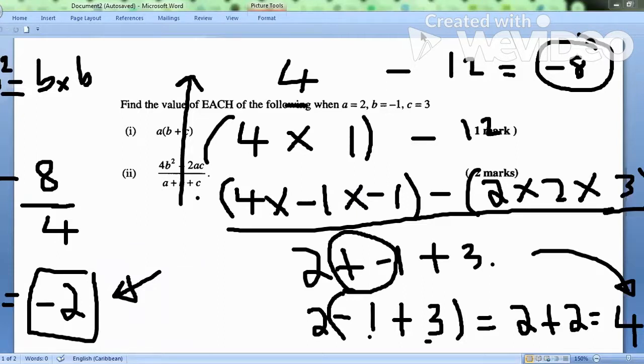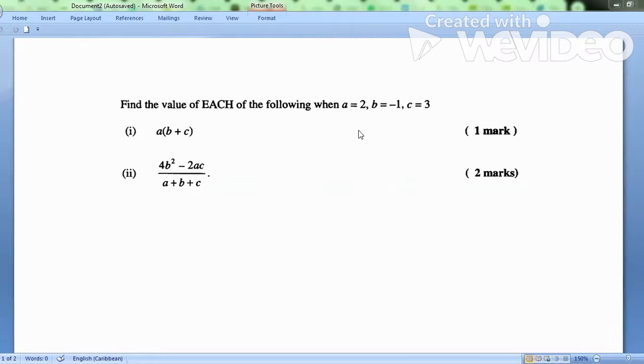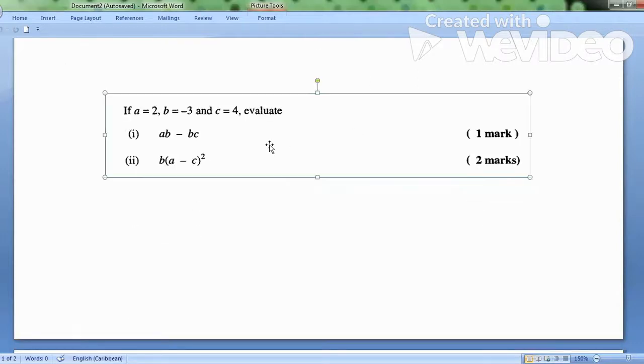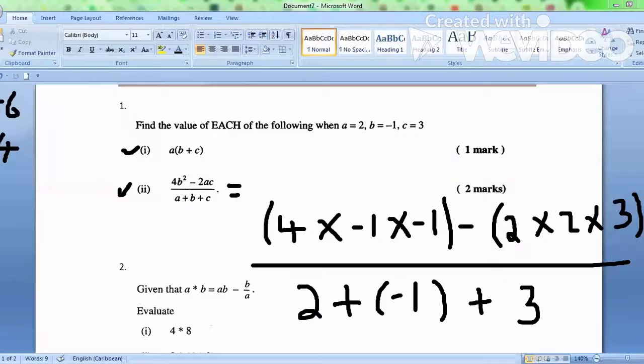All right. So tell you what. Write off this for homework. Just give it a try. All right, so let's look at it. We have A, right? So you write 2 open bracket B, negative 1, plus C, which is equal to what? 3. All right. What does Sarah say? Always work out the what? In the bracket first.